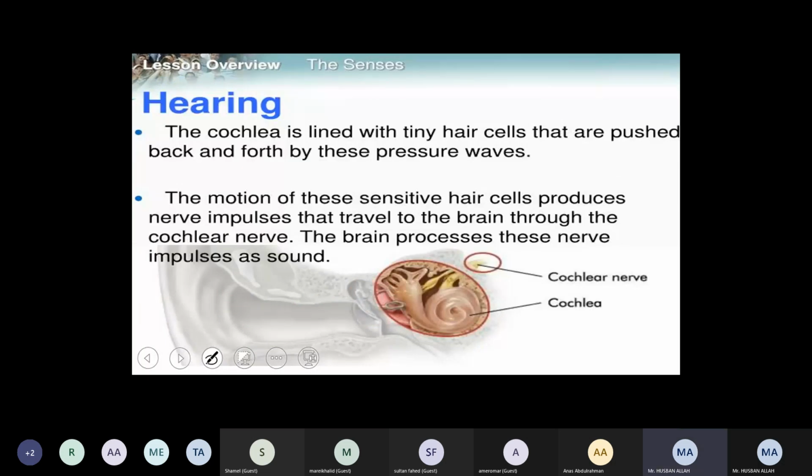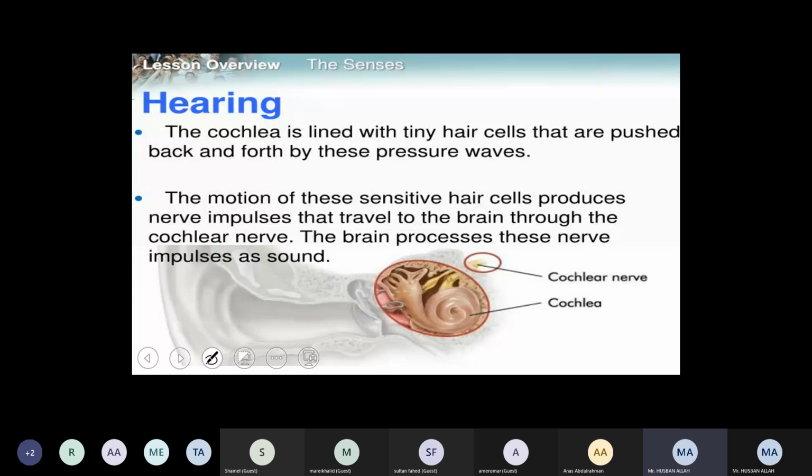The cochlea is lined with tiny hair cells that are pushed back and forth by these pressure waves. The motion of these sensitive hair cells produces nerve impulses that travel to the brain through the cochlear nerve. The brain processes these nerve impulses as sounds.